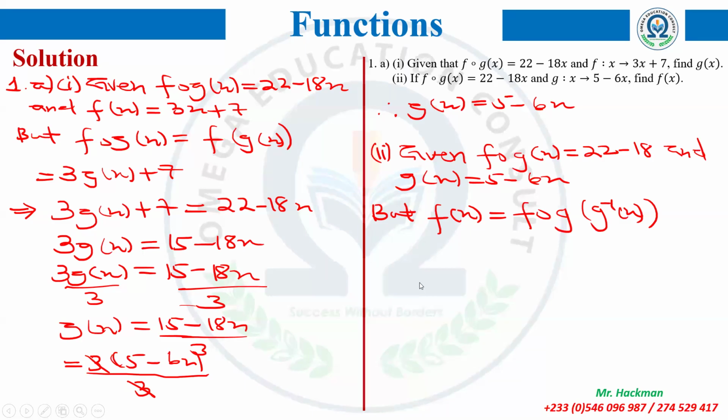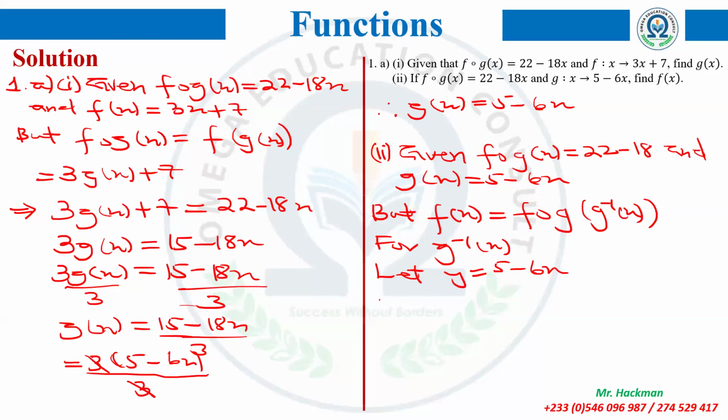So I will have to set out to look for my g inverse. Here I will write for g inverse because I will need g inverse to feed my f of g. For g inverse, I will let y be equal to g of x. And what is g? 5 minus 6x. That's g of x. Though we found g inverse, I could have inferred it, but it's a different question, so I don't want to infer. That's why we are doing it together. So what do we have?